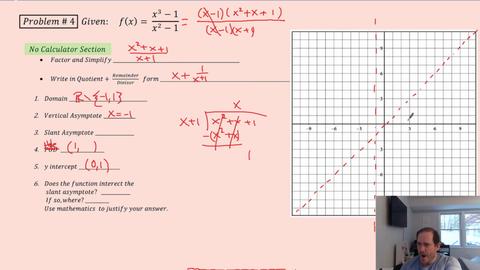We've got a hole at 1. And when you plug in 1 to our simplified function, you get 1 plus 1 plus 1 for 3. 1 plus 1 is 2, so 3 over 2 is 1.5. So at 1, 1.5, we're going to have our hole.